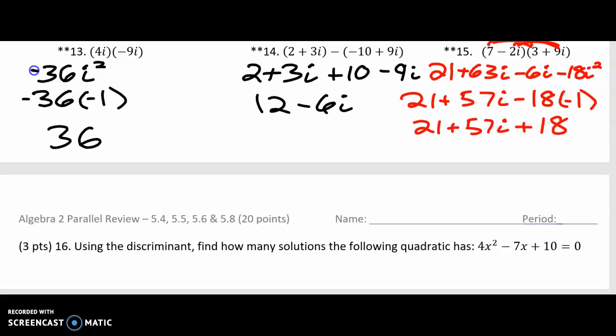All right, I now have 2 like terms. I have 21 and 18. Add them together to get your final answer of 39 plus 57i. Okay, so there you go. That's that part of it.